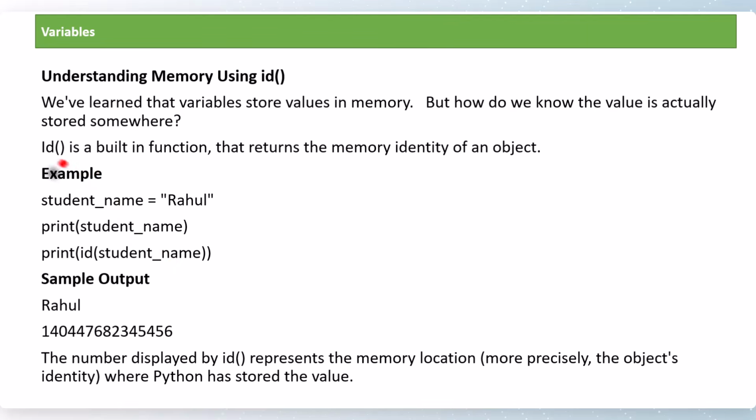In Python, we have a built-in function, id. With the help of this id function, you can get where this actual variable is stored in the memory. So if you take an example, student_name equal to Rahul, print of student_name, it will print you the id of the student_name where it was stored in the memory. I will show you with an example of creation of a variable and printing the id of that variable.